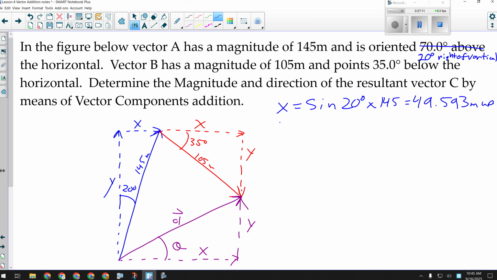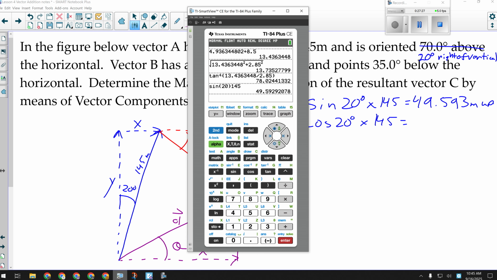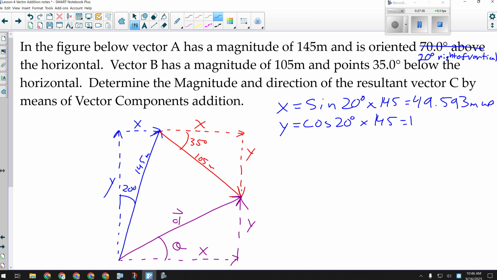Then for the y component, the y component is touching the angle arc. That means it's adjacent to it. So I would use cos for that one. Cos of 20 times 145. That's obviously the longer of the two sides. 136.255 meters. Oh, sorry, not up, this one's not up. The other one is up. This one is right. So up and right.